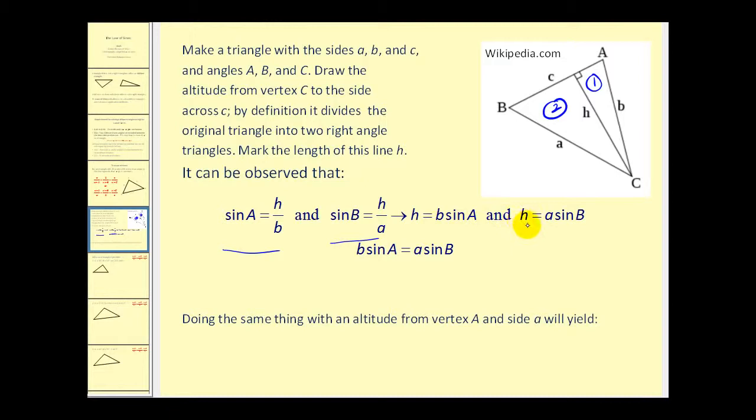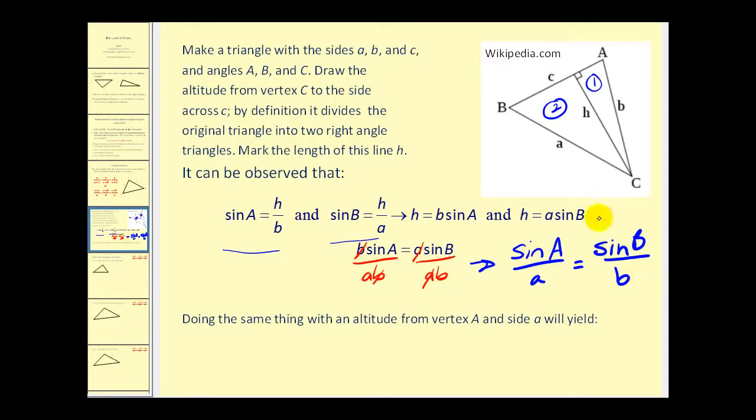Since they're both equal to h, we could state that b sine A is equal to a sine B. And now if we divide both sides of this equation by ab, notice on the left the b's simplify out, and notice on the right the a's simplify out. So we're left with the sine of angle A divided by the length of side A must equal the sine of angle B divided by the length of B. To get the third ratio stated in the law of sines, we could construct an altitude from vertex A and show this is also equal to the sine of angle C divided by the length of side C.